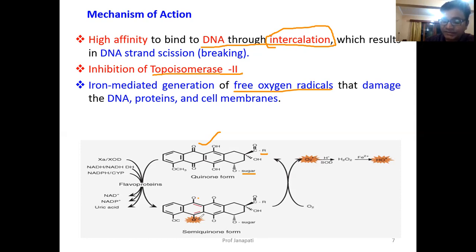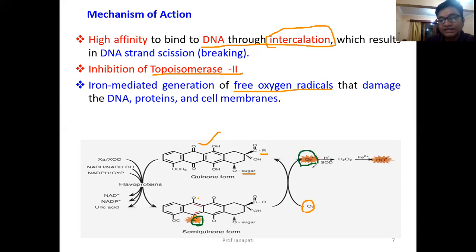Reduction form, it is becoming a reduction process. Now what happens is that this semiquinone form will react with a water molecule to form the quinone form again. During this process, the extra electron which we got here will be transferred onto the oxygen. So that is called superoxide.